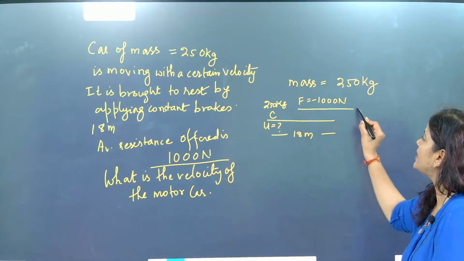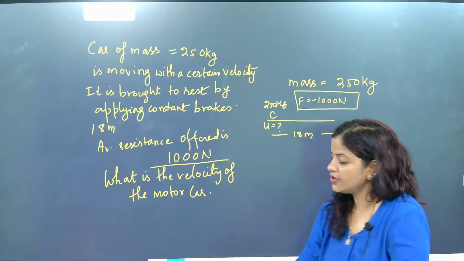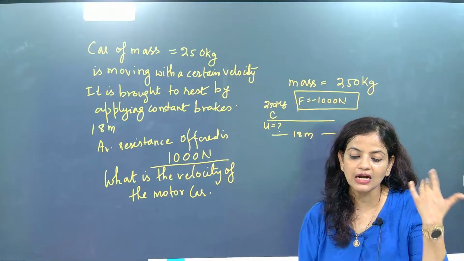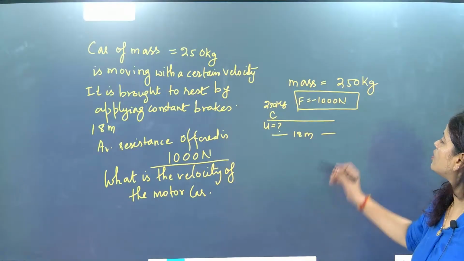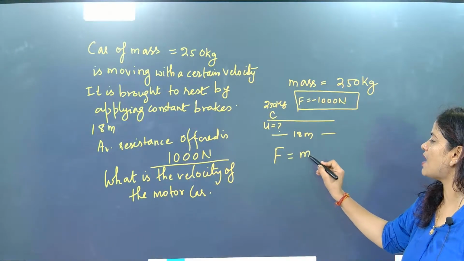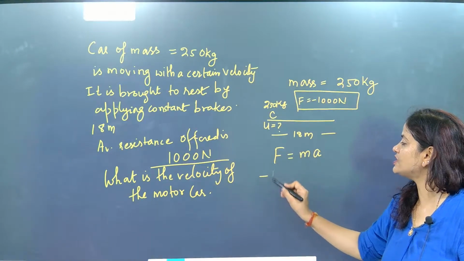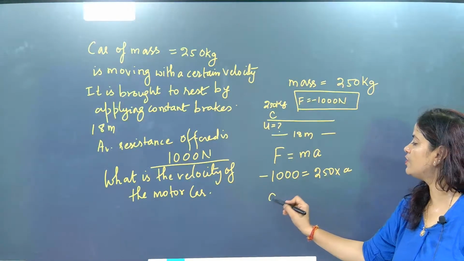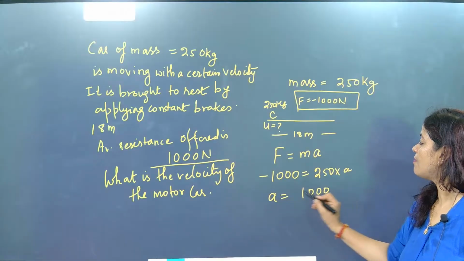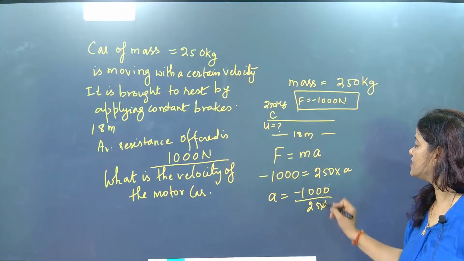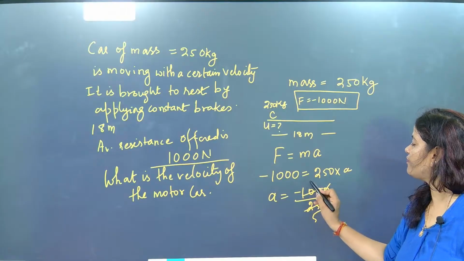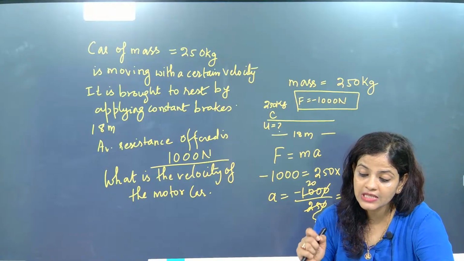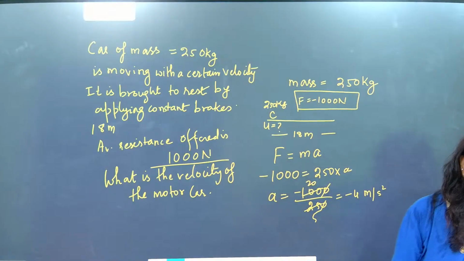The force will be what, beta? Minus 1000 Newton. So first shall we start finding the acceleration of the body? Because we know that force is equal to mass into acceleration. Our force is minus 1000 Newton. Mass is 250. Acceleration we don't know. So acceleration is equal to minus 1000 by 250. How much is it coming? Minus 4 meter per second square. So this is the acceleration.